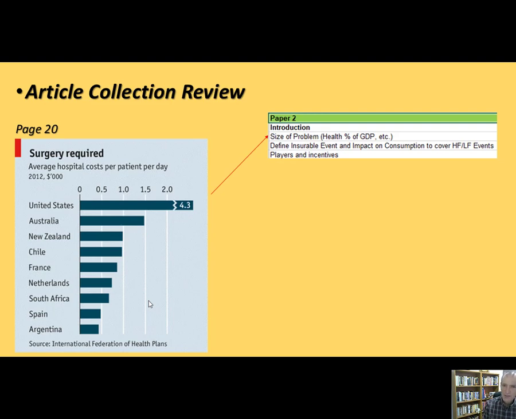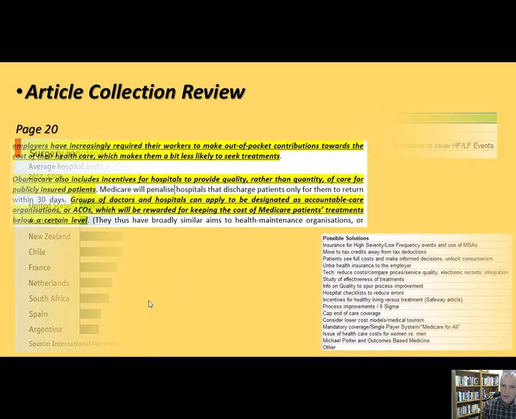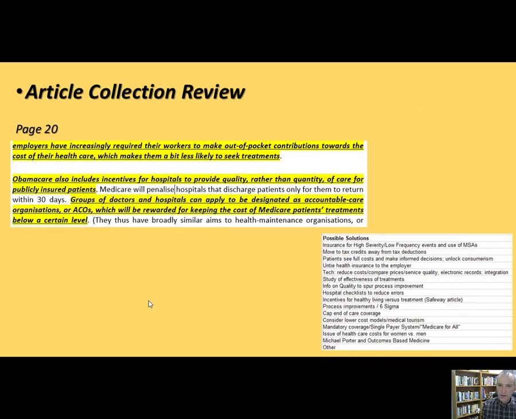Why is it so expensive? That's the hospital stay. We're not talking about the doctor's time and the other charges. So very, very expensive. Employers have increasingly required their workers to make out-of-pocket contributions toward the cost of their health care. So again, let's put the consumer into this. Let's make patients act like consumers because they're paying more of it themselves, so they'll actually shop around.